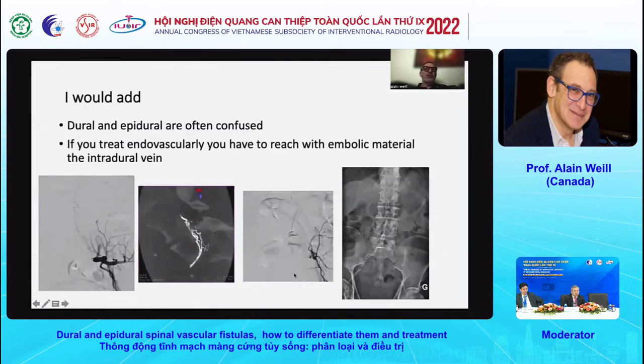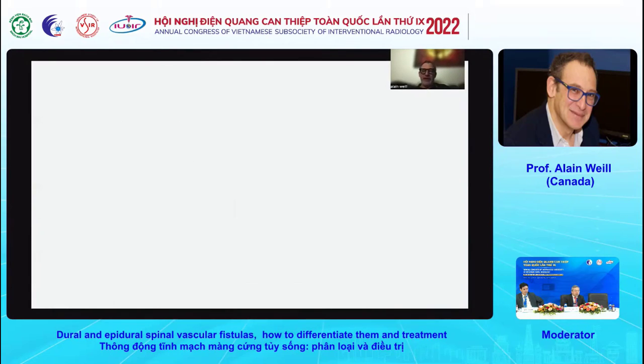What I would add to this conclusion, which is a little bit more specific to this topic, is that dural and epidural are often confused. I hope now, since I showed you this intermediate pouch, which really makes the difference, and you have this pouch with a draining vein instead of having that network of small vessels irrigating the dura. So I hope you will understand. Thank you very much.